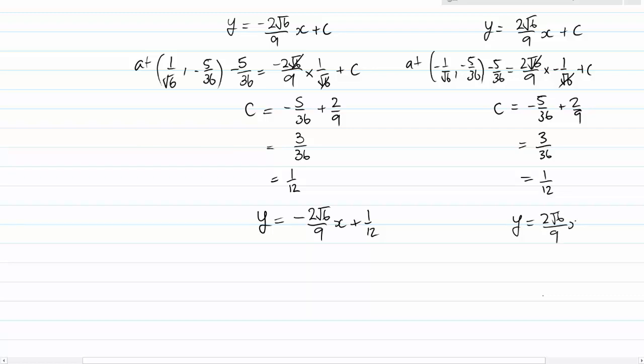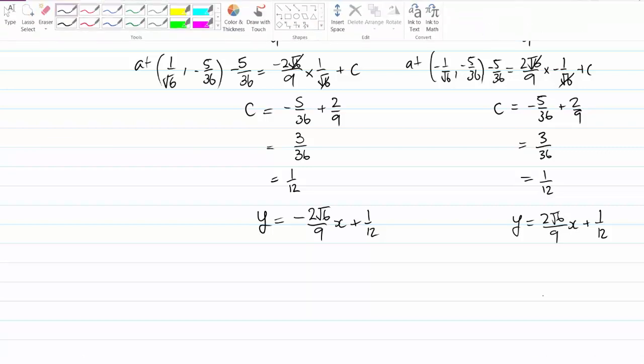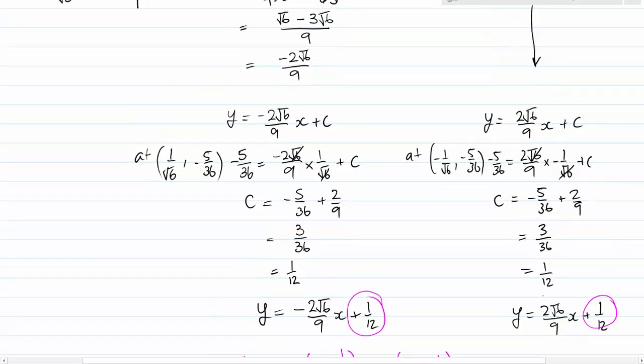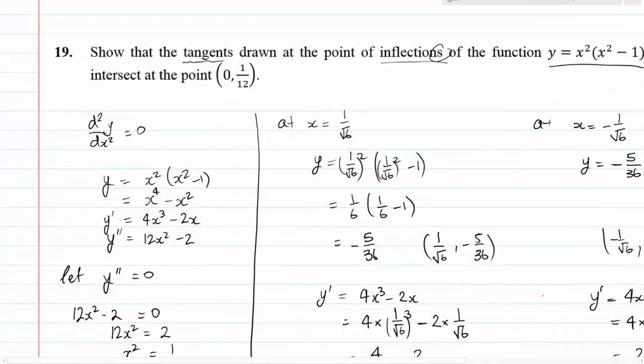And I see that the gradients are the same but one's positive and one's negative. That's interesting, but more importantly they have the same y-intercept. So if they've got the same y-intercept, then necessarily that must be the point that they meet. And so we can clearly state here they meet at 0, 1 over 12, which is also their y-intercepts. We go back up to the question, seems like a long time ago now, and that's what was asked of us, to show that they intersect at the point 0, 1 over 12.